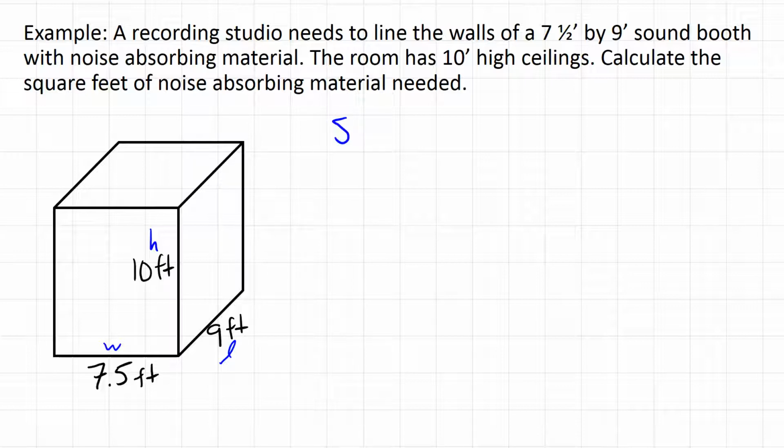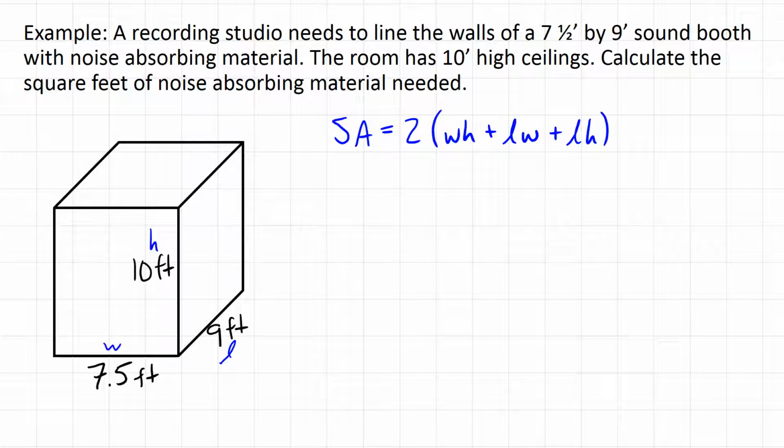So from my formula sheet, I find the surface area of a rectangular prism, and it's 2 times some things in a bracket: WH plus LW plus LH. So 2 times the width times the height plus the length times the width plus the length times the height. Now that would calculate the surface area of all 6 sides of a rectangular prism, and I only need the 4 walls around the outside and not the ceiling or the floor. So how do I get rid of the area from the ceiling or the floor?